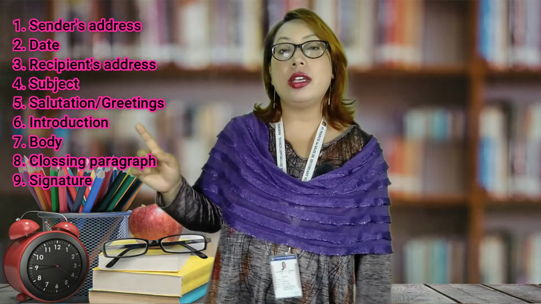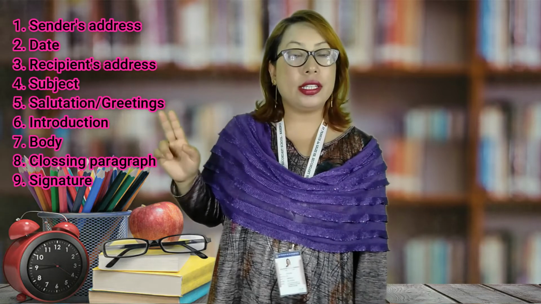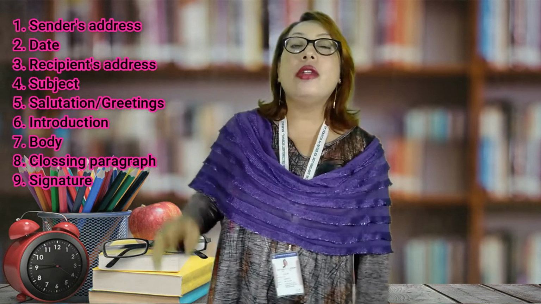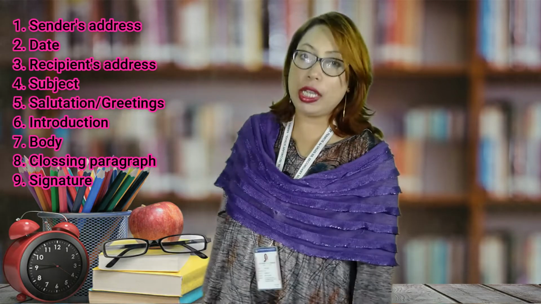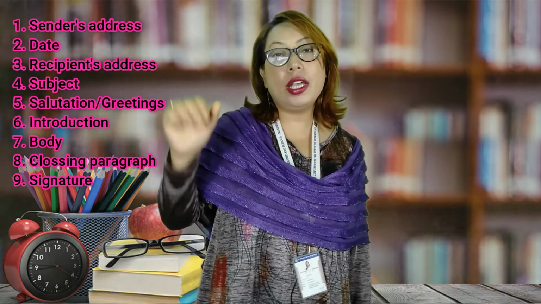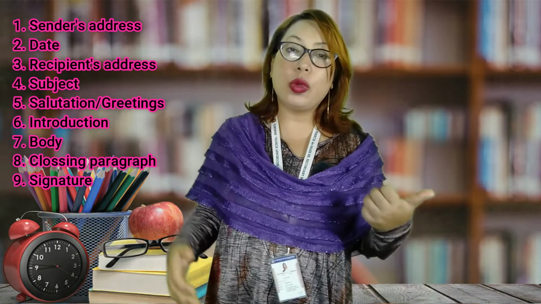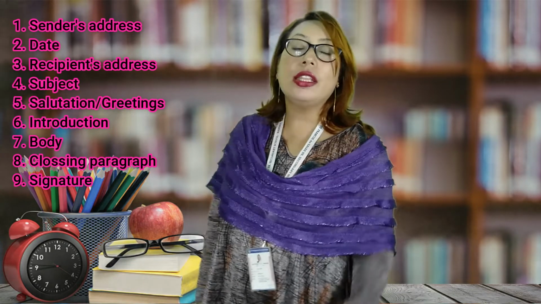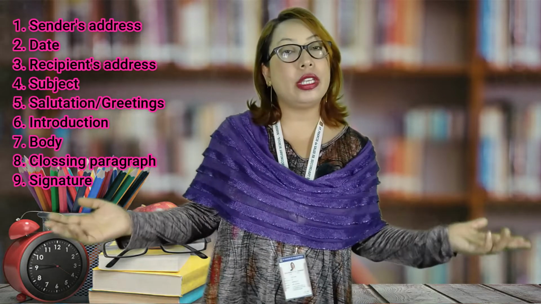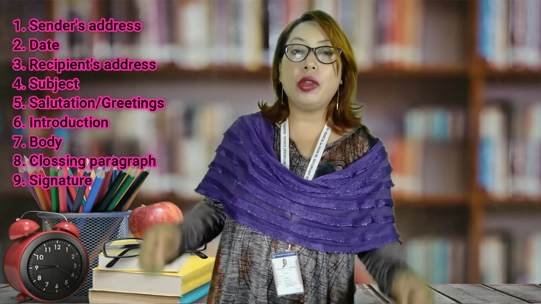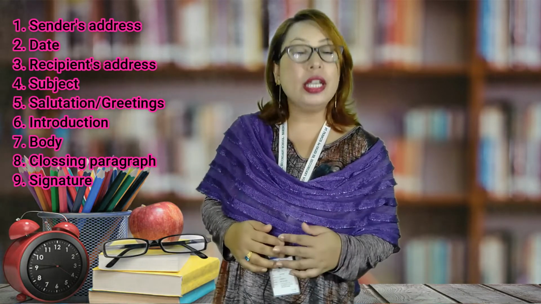The first was the sender's address, right? Number 2 was the date. The third one was the recipient's address. The fourth one was the subject. The fifth one was the salutation or greetings. The sixth one was the introduction. The seventh was the body of the letter. The eighth was the closing paragraph, and the ninth point was the signature, that is the name of the person who has written the letter.